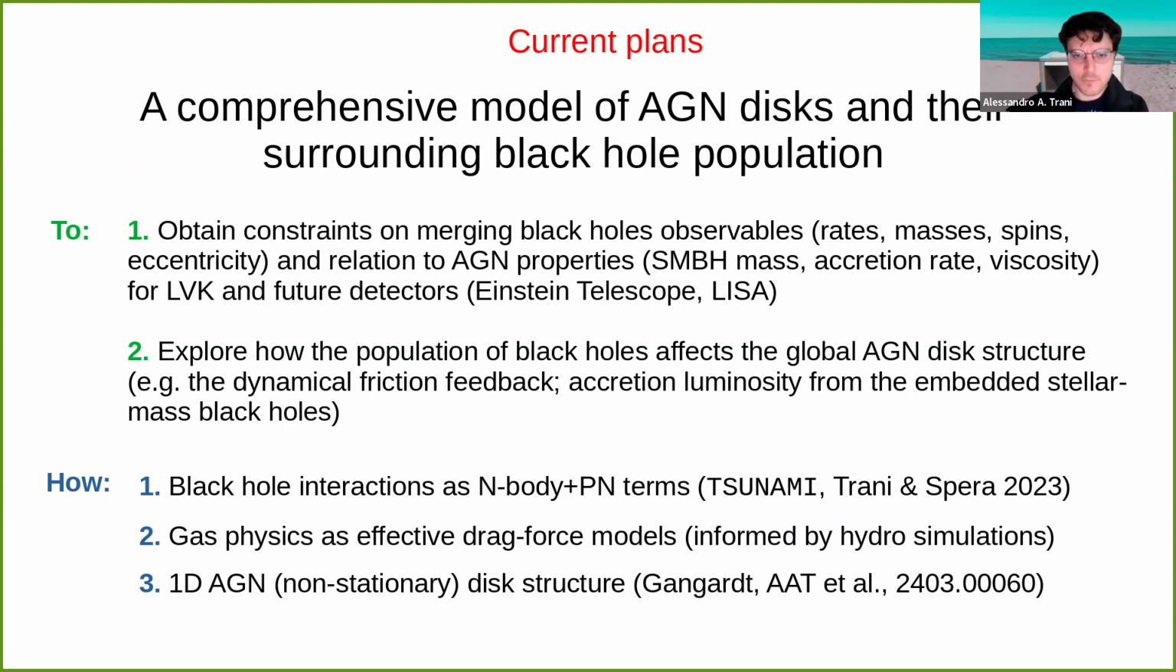But the second point is also quite interesting, in the sense that very few people, actually nobody so far, have discussed the effect of these black holes on the global AGN disk structure. For example, if the black holes that cross the disk are many, then they will have an impact on the local thermodynamics of the disk when they cross it. Or if the black holes are embedded, they will have an accretion luminosity. This will change the global structure of the AGN disk. And this is still an unexplored phenomenon that I would like to explore. Yeah, some numerical models.